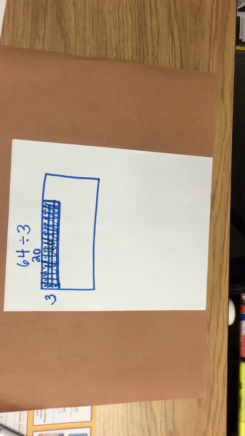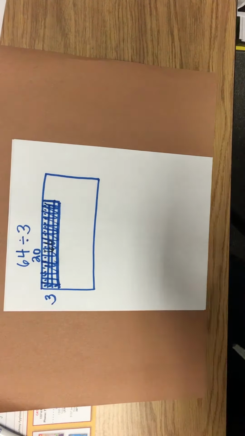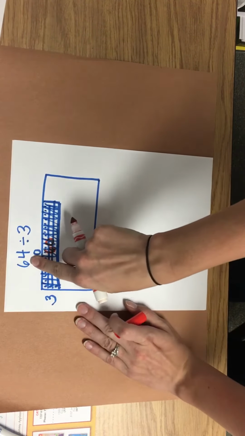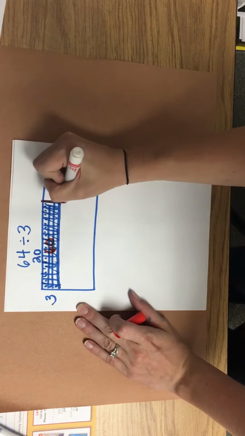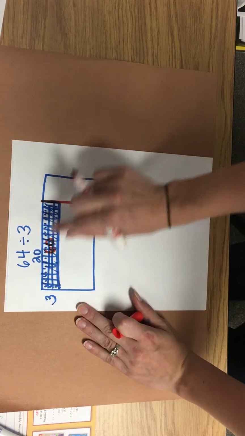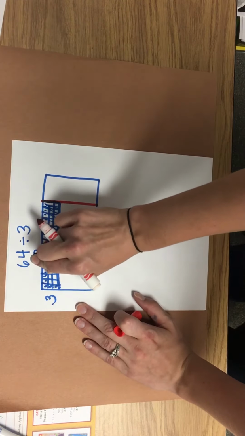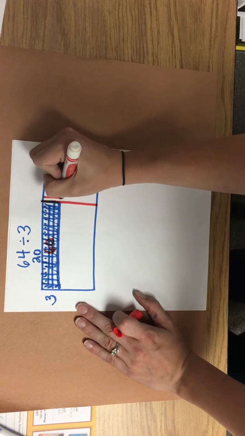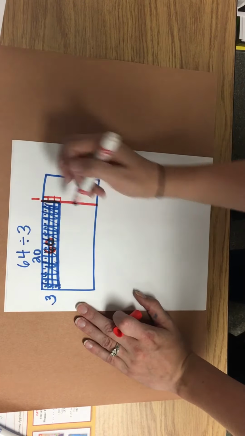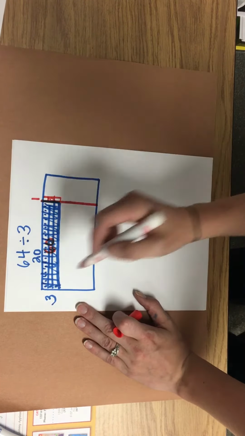Okay, so then the kids grab another color, and here we're at 60, but we're not finished because we're trying to get all the way to 64. So they draw a line and ask themselves, how many more groups of 3 can I fit into 64 without going over? Well, I know that one more group of 3 gives me 63. So I added one more group of 3. This gives me 3 for a total of 63.